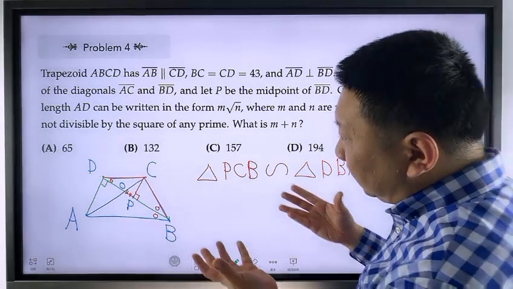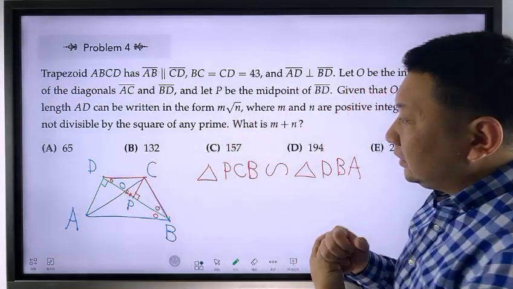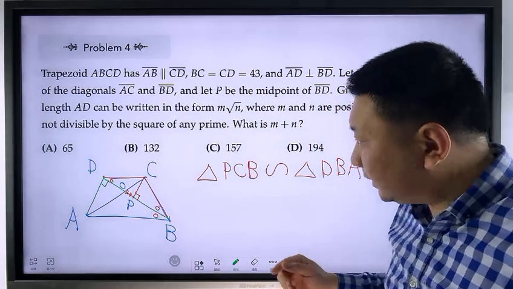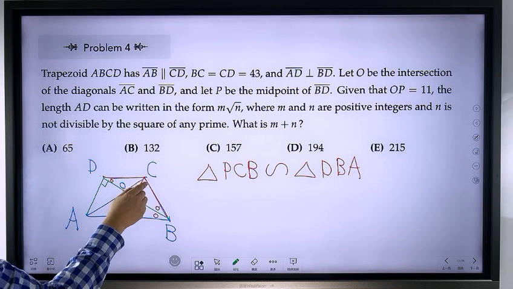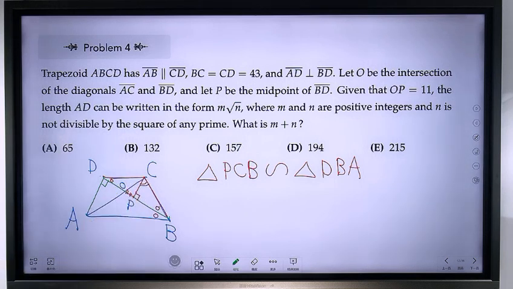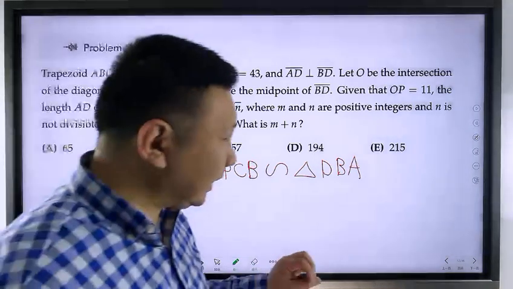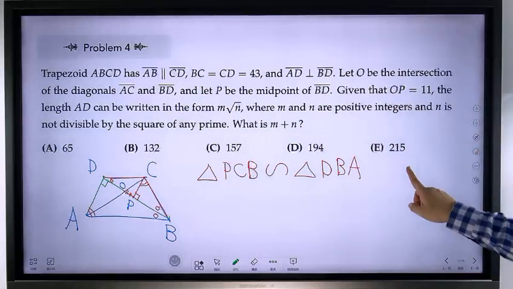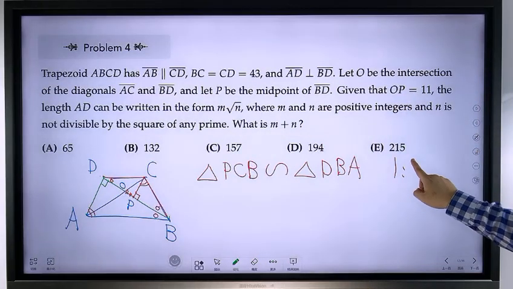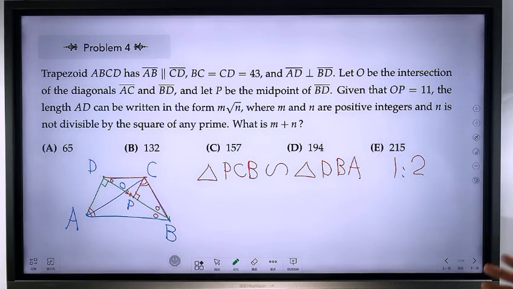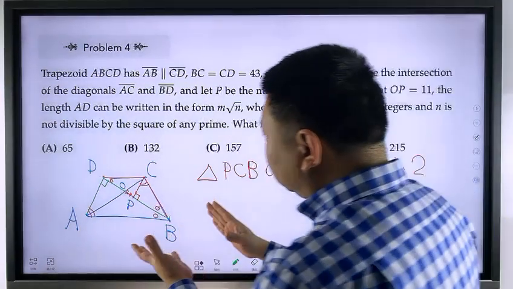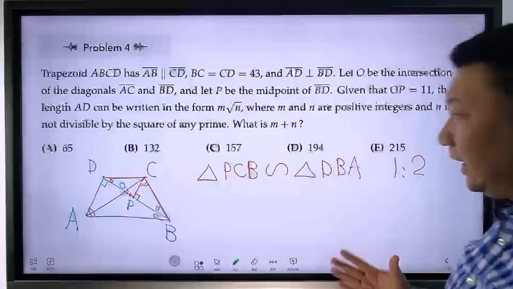But once we know they're similar, we see what the ratio would be. The ratio thing is nice because this BP corresponds to this acute angle, right? And what about this? BD corresponds to this angle A. So their similarity ratio is 1 to 2. So PCB is smaller and DBA is larger. So the similarity ratio is exactly 1 to 2. Given that it's 1 to 2, we can get lots of things.